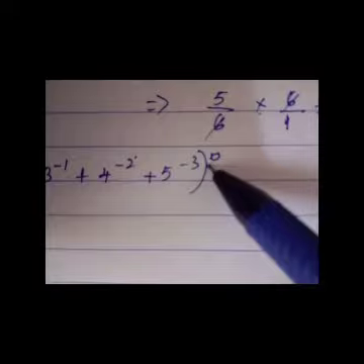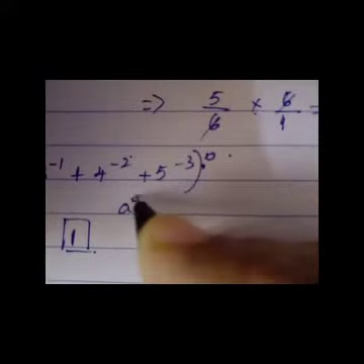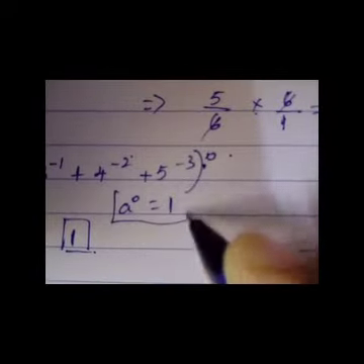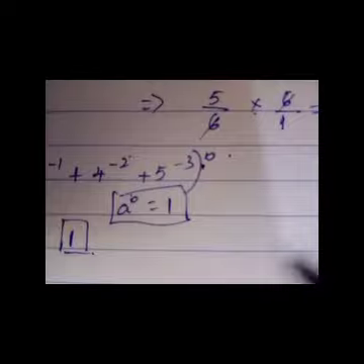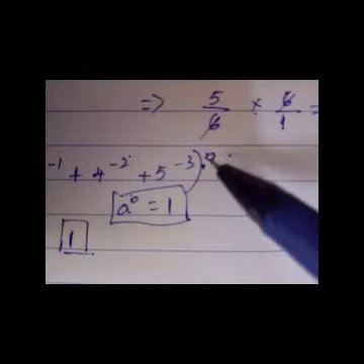Any base raised to 0 is 1. So your answer is 1. Have you understood? A^0 is equal to 1. So you need not simplify inside and all. As the power is 0, your answer is 1.